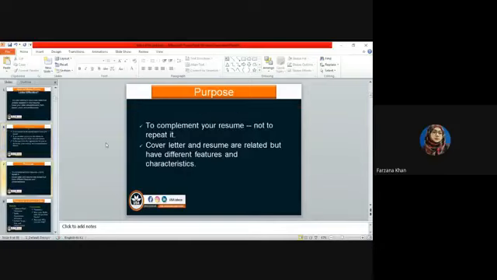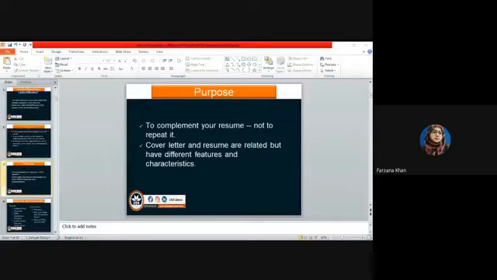So, what is the purpose of the cover letter? Basically, you always remember that the purpose of your cover letter is to complement your resume, not to repeat it. That is a very important point. Its basic purpose is to convince your reader to call you for the interview. Through your cover letter, you are not going to get a job. You are basically writing your resume and cover letter for the purpose of getting an interview call.